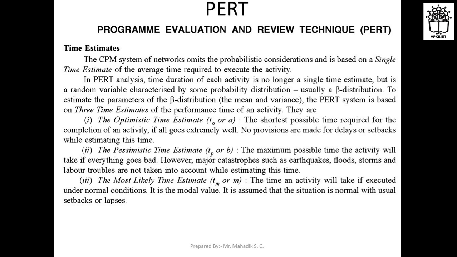And the last one is the most likely time estimate, denoted as TM or M. It is the time an activity will take if executed under normal conditions. It is the modal value. It is assumed that the situation is normal with the usual setbacks or lapses, right?